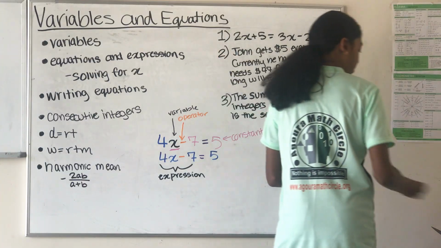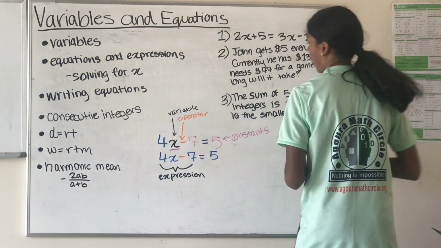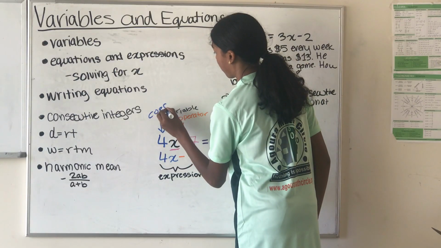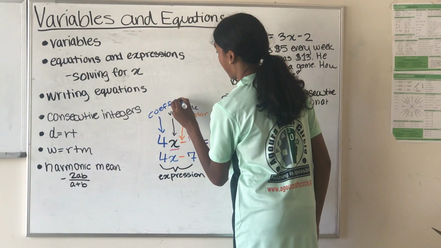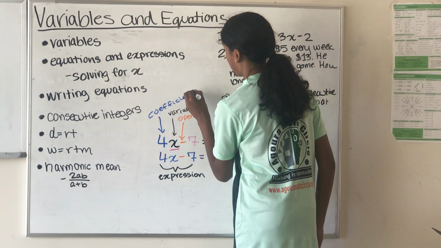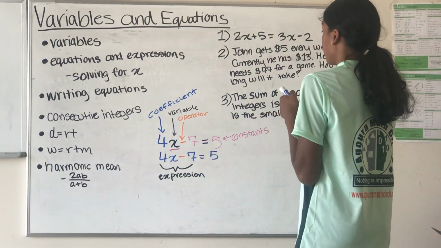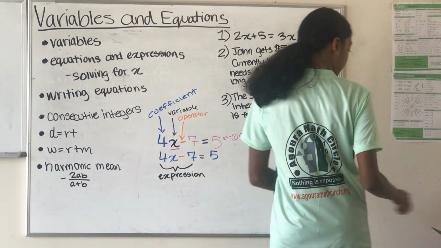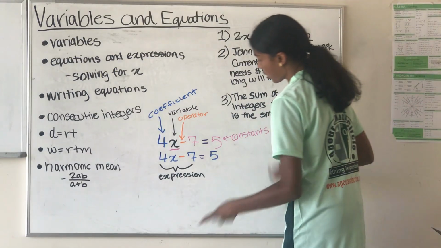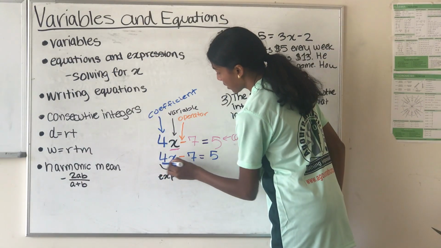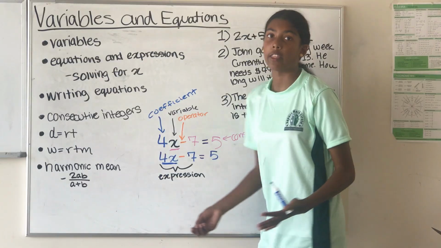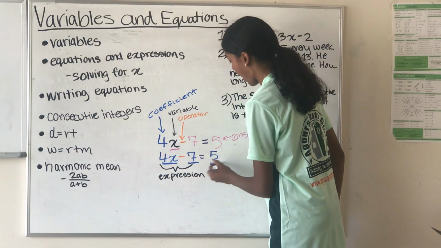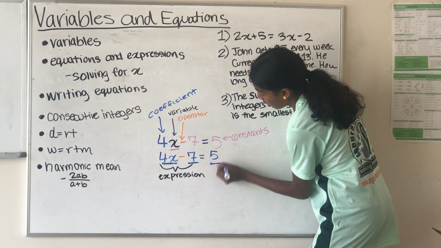And this 4 right here is going to be the coefficient. I think that's how you spell it. So now, that's our equal sign. And the last thing we need to know is 4x, they're together, they're multiplied together, so they're like bonded. 4x, 7 and 5, these are all called terms.